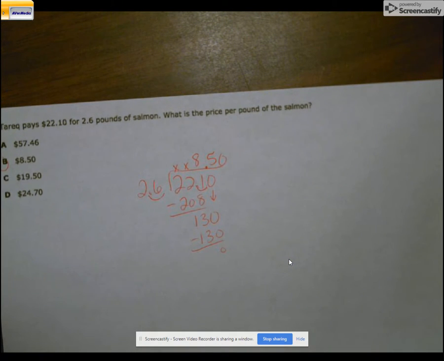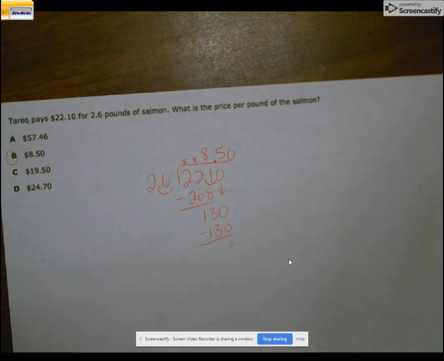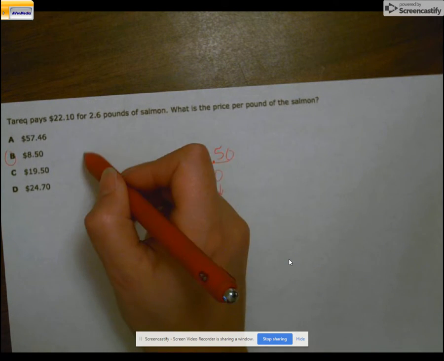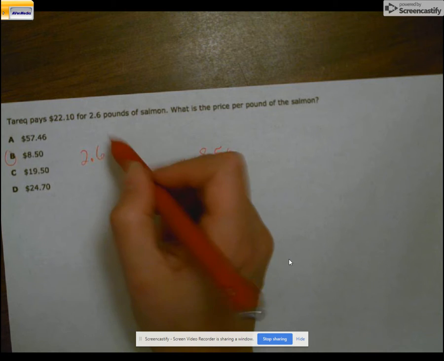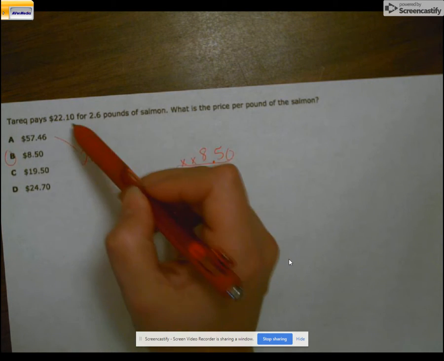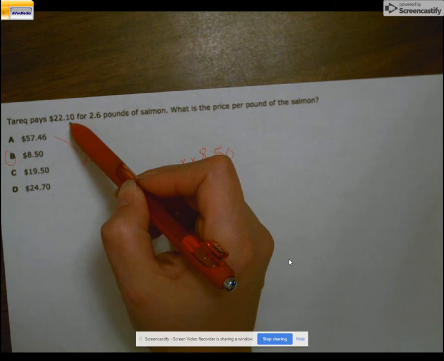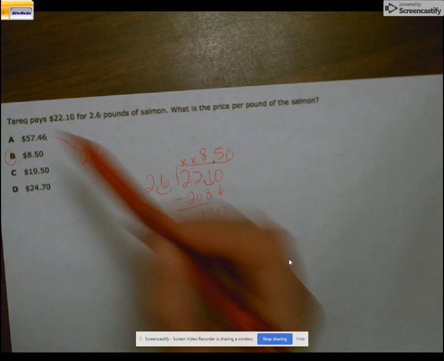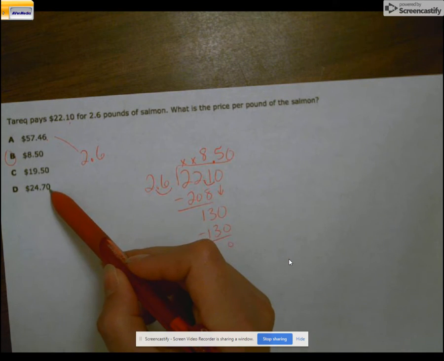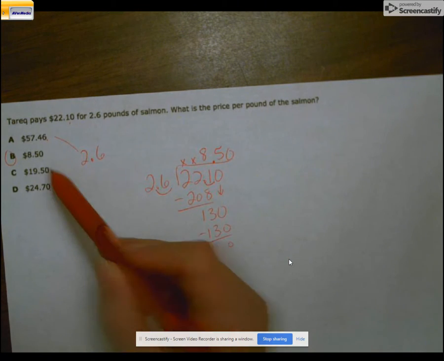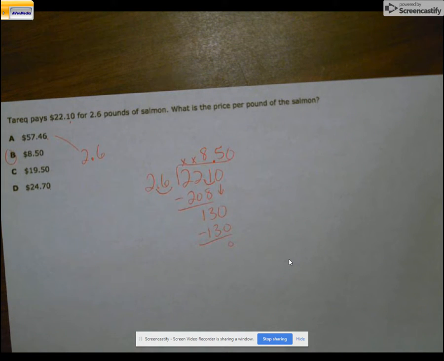Now, if you don't like the dividing part, what you can also do is take your best guess, and you can do 2.6 times A and see if that gives you the $22.10. Obviously not, because it's way too big. This is more than I started with. This is pretty close to what I'm starting with. So really B is the only answer that makes any sense at all.